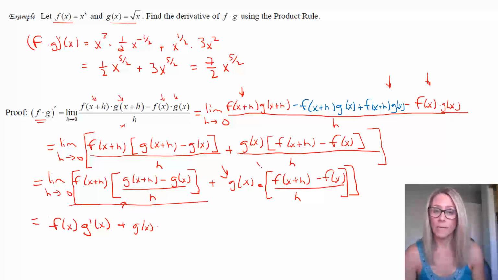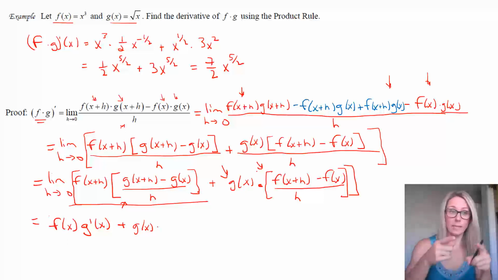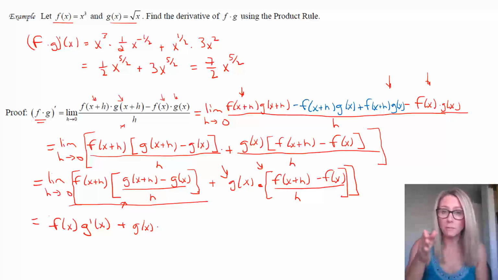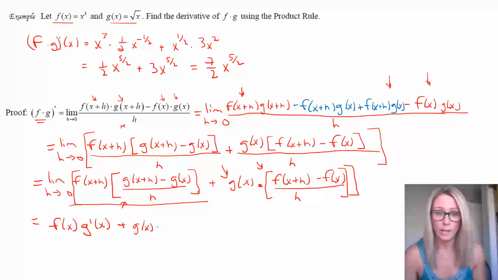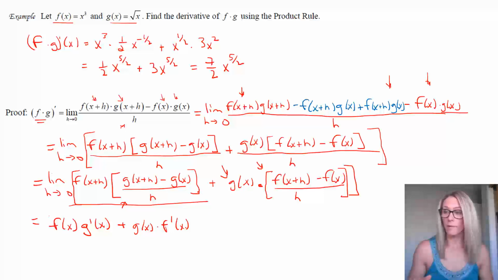And then when we take the derivative of this other piece, take a look at it. When we take the limit as h goes to 0 of that other piece, notice all that is just the limit definition of the derivative. So we get f prime of x. And what we have here is the product rule. We have just proven it. So now we can use it. Yay.